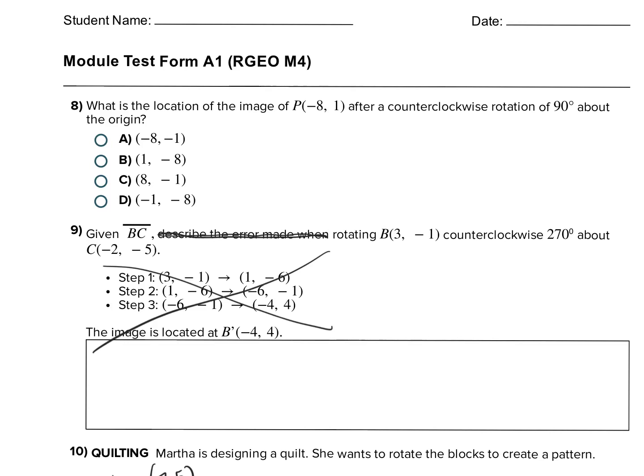These next three questions deal with our rotations. So the first one, we're rotating (-8, 1) counterclockwise 90 degrees about the origin. Okay, so we're going to use our original rules for rotations.